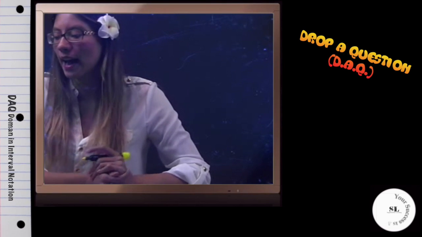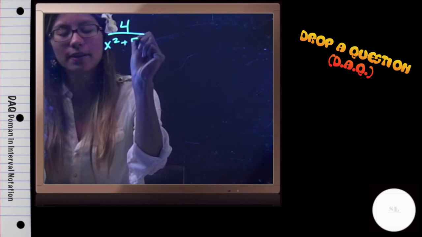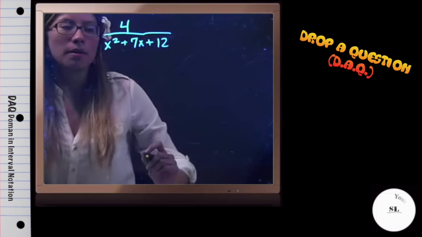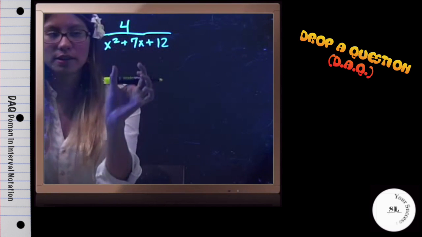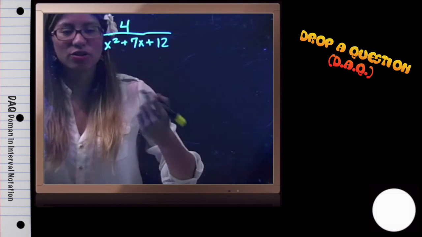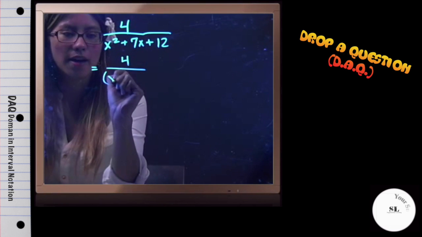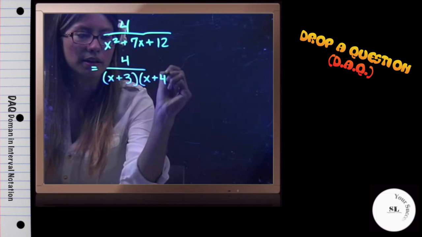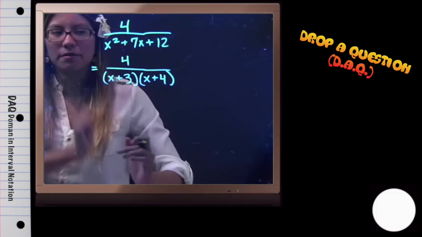In this question, we have 4 over x squared plus 7x plus 12, and we are finding the domain, but now we have to factor. So our top is just 4, there's nothing to factor there, but our bottom is x squared plus 7x plus 12, a trinomial, so we're able to break it down. And if we do that, we have x plus 3 multiplied by x plus 4. And if you need a review on this, you can go back and watch a factoring video.